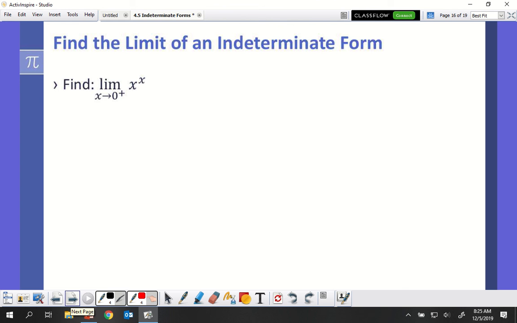x to the x. 0 to 0, right? There we go. So this would be 0 to the 0, wouldn't it? Okay, so go back. What did it say to do? f of x to the g of x, right? f of x is one thing and g of x is the other.